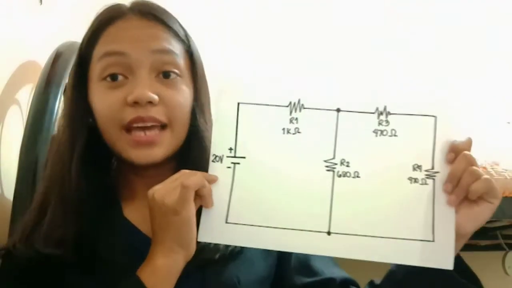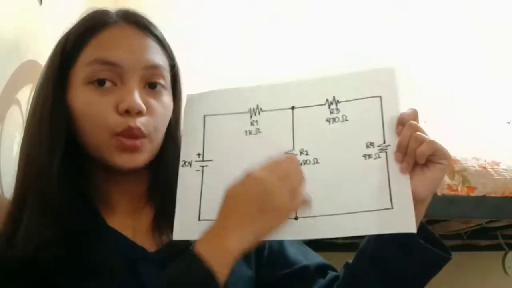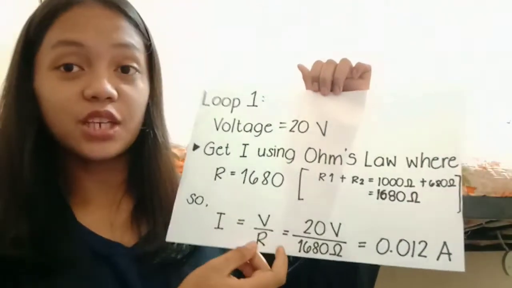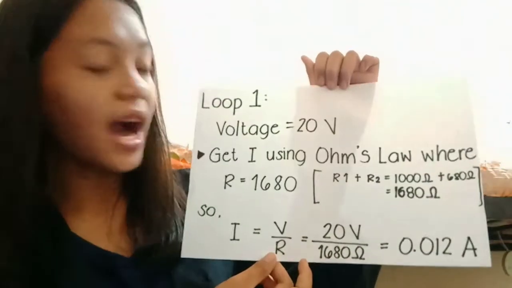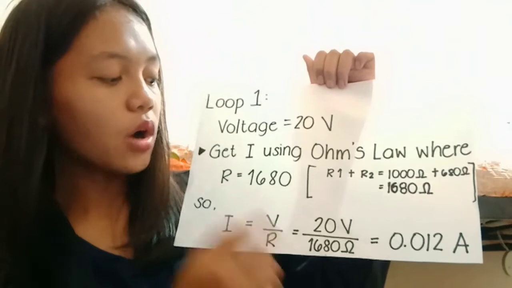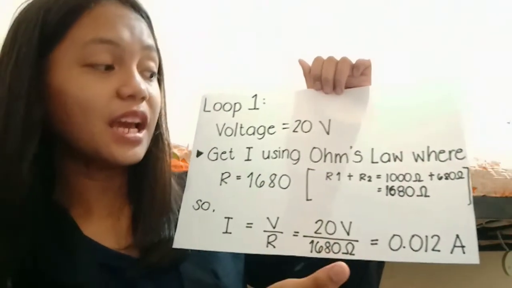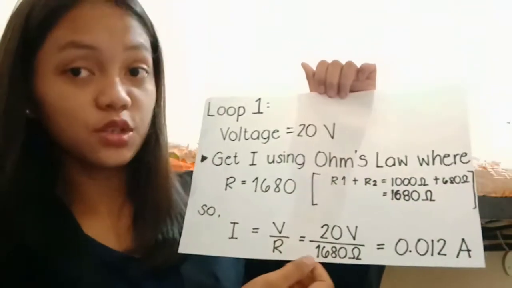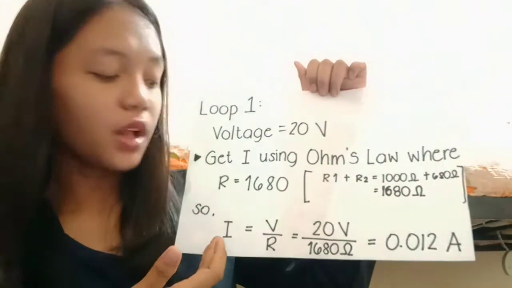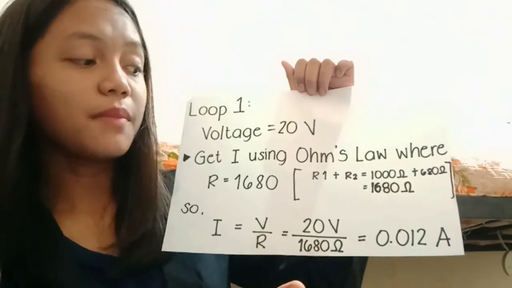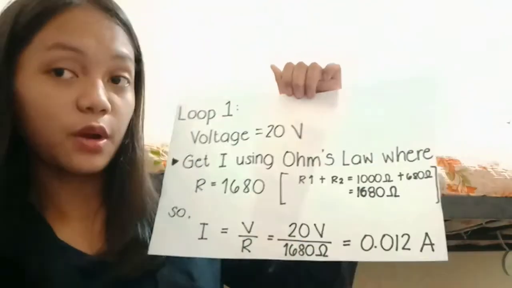We started by getting the voltages of each resistor in loop 1. Here, in loop 1, the given voltage is equal to 20 volts. We then get I, or the current, using Ohm's law, where R is equal to 1680 ohms, which we get from adding the resistance of resistor 1 and resistor 2. Now we substitute this into our formula, I is equal to V over R. We do the math and we get 0.012 ampere.